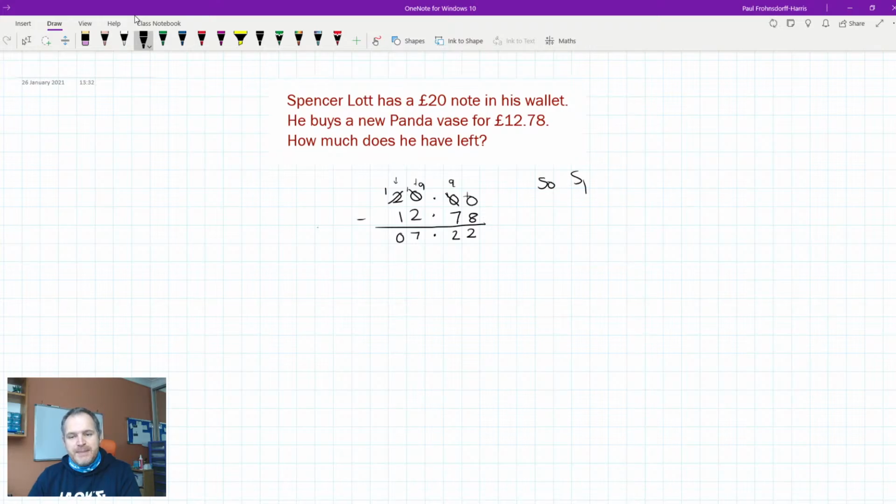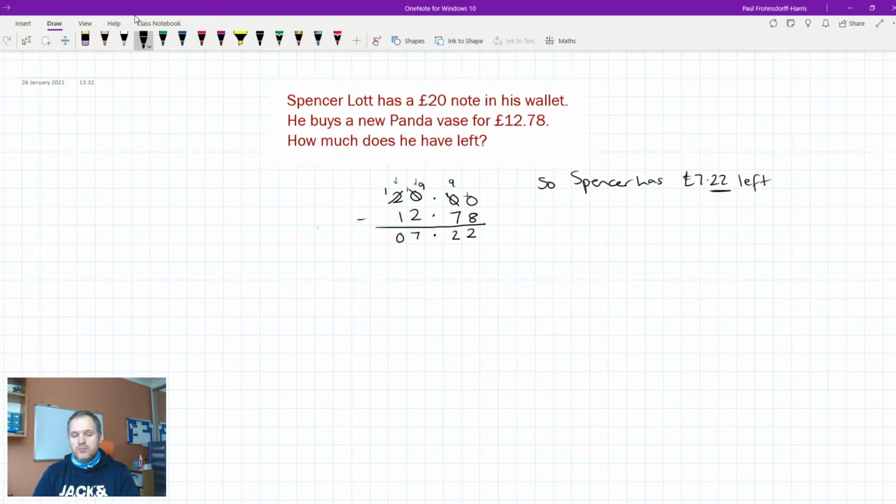So, Spencer has £7.22 left. And when you're doing money questions, always make sure, even if there's a 0, you use 2 decimal places at the end of your question. Okay? So this is how we go about it.